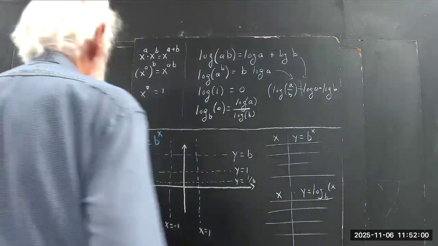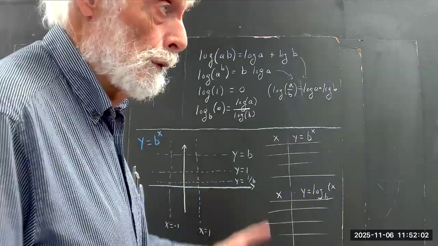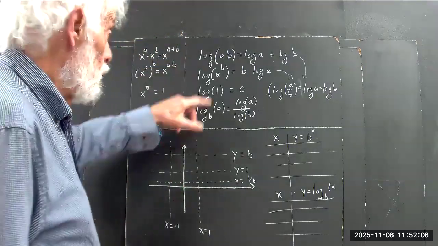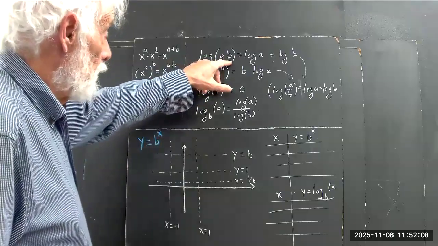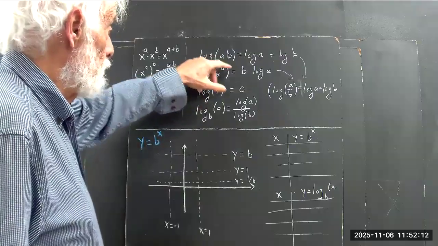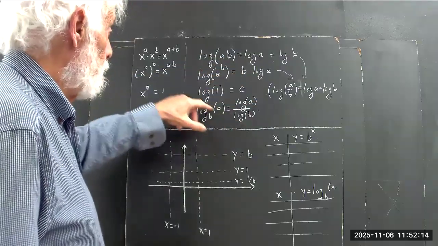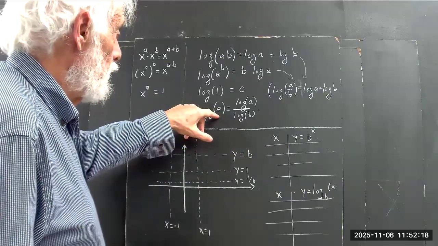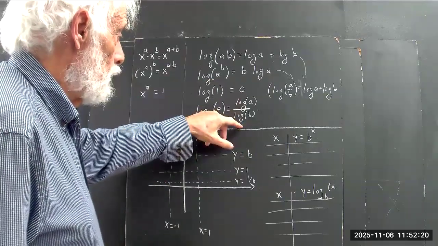Here is a brief synopsis of what we know so far about logarithms. We have some rules for logarithms. The log of a times b is the log of a plus the log of b. Log of a raised to the b equals b log of a. Log of 1 equals 0. Log to the base b of a is the log of a over log of b.